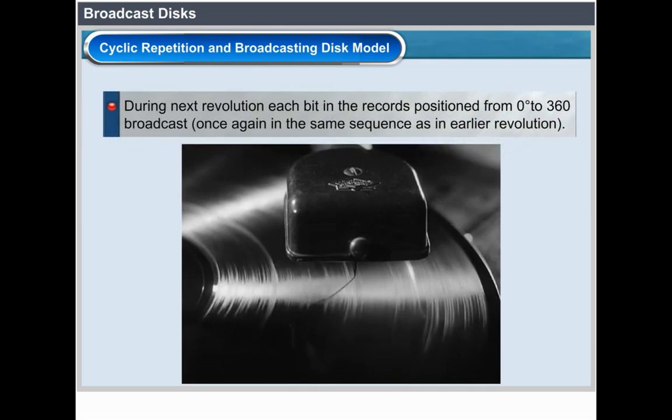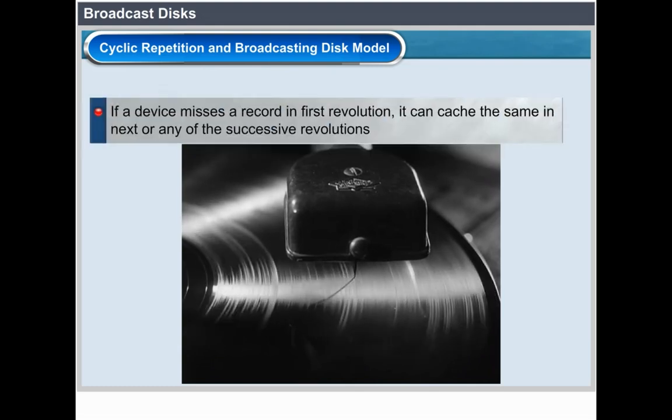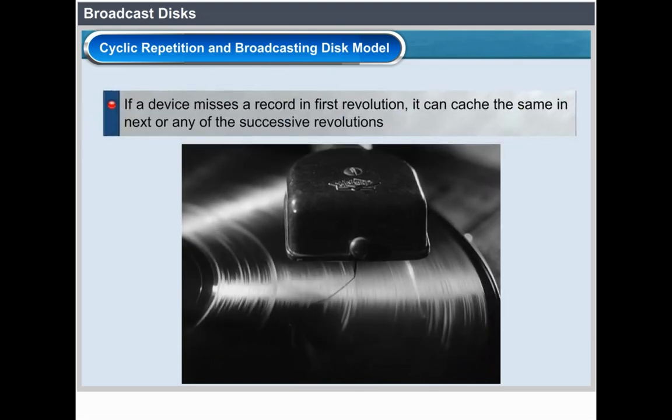During the next revolution, each bit in the record's position from 0 to 360 degree is broadcast once again in the same sequence as in the earlier revolution. In case a device misses a record in the first revolution, it can cache the same in the next or any of the successive revolutions.